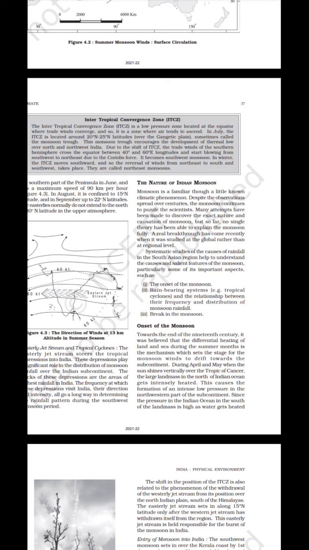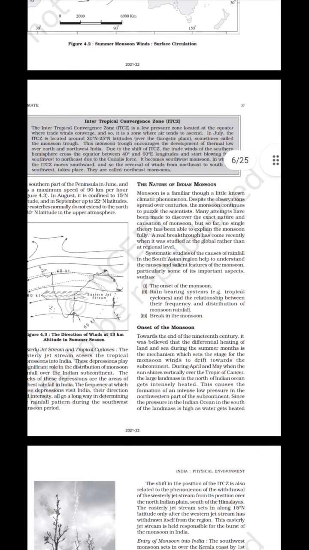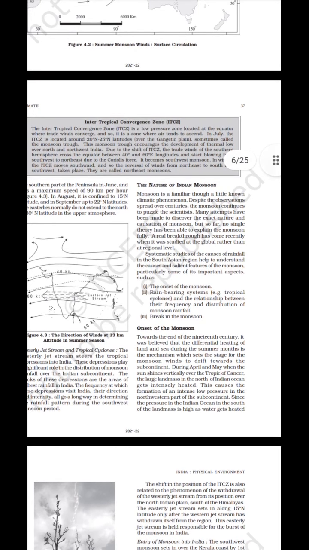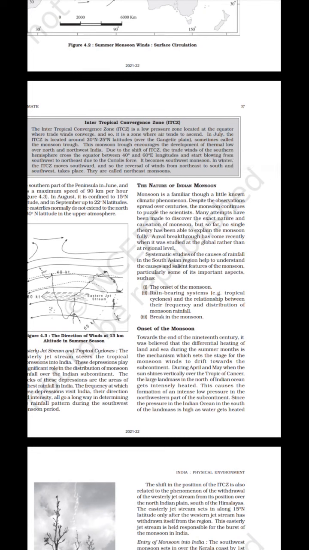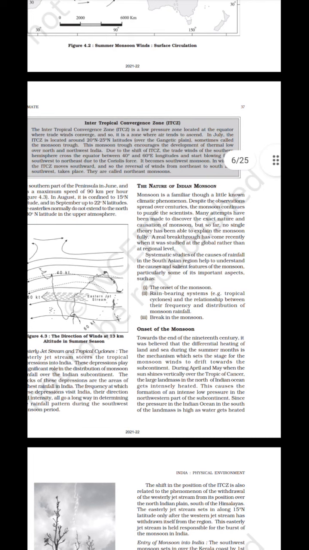Easterly jet stream and tropical cyclones. The easterly jet stream steers the tropical depression into India. This depression plays a significant role in the distribution of monsoon rainfall over the Indian subcontinent. The tracks of these depressions are the areas of highest rainfall in India. The frequency at which these depressions visit India, their direction and intensity all go a long way in determining the rainfall pattern during the southwest monsoon period.